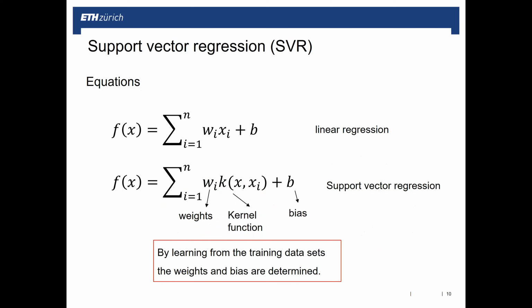So the support vector regression, like the linear regression, needs to define a weight and a bias from the data points we collect. But besides the weights and bias, you also need to introduce these kernel functions. From the training process on the training data set, we can determine the weight and the bias, and finally get the final equations for the support vector regression.